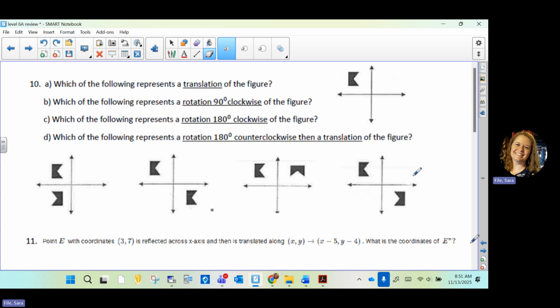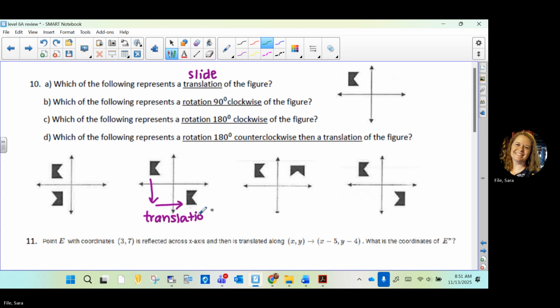So translate is slide. It keeps its orientation, so it stays in the same direction. It just slides. So which one is just a slide? Which of these 4 images down here? That second one. See, it goes down and to the right. Okay, that's a translation. So that's A.